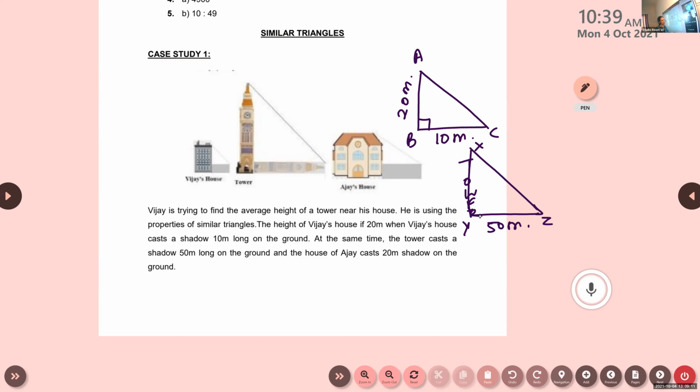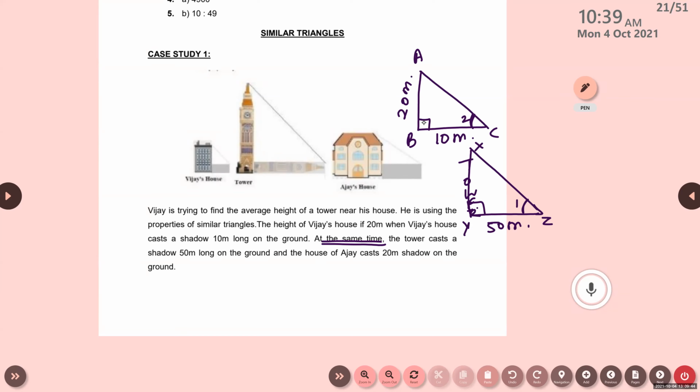How will you find the height of the tower? Whether these two triangles will be similar. Here also we'll get 90 degree. And what is given? At the same time. It is given at the same time. We are measuring the shadow at the same time. Therefore, the angle of incidence of the rays will be same. Angle 1 will be same as angle 2. And these two angles are equal. Therefore, which criteria we have to use?